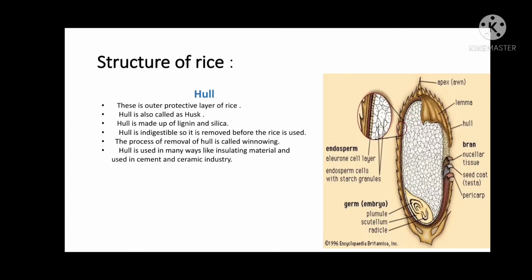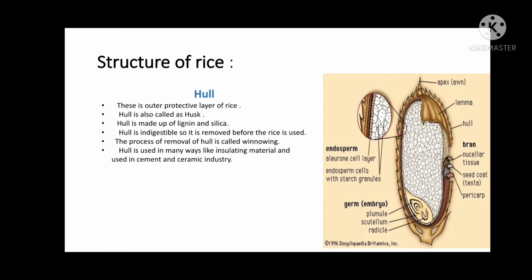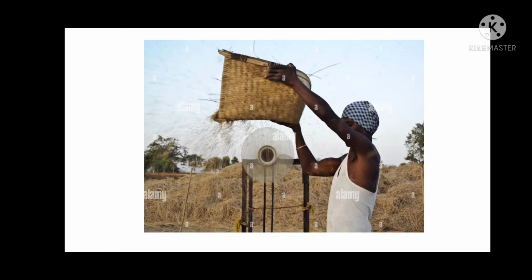And the next is the structure of rice. There are many parts of the rice structure. First we will start with the hull. The hull is the outermost protective layer of rice, also known as husk, and it is made up of lignin and silica. Hull is indigestible, so it is removed before the rice is used. The process of removal of hull is called winnowing, and this hull is used in many ways, like insulating material, in the cement industry, and in the ceramic industry also. You can observe the winnowing process here.